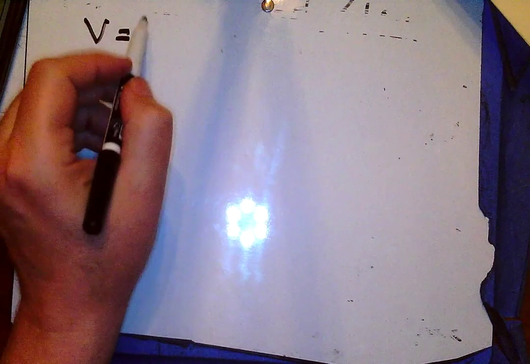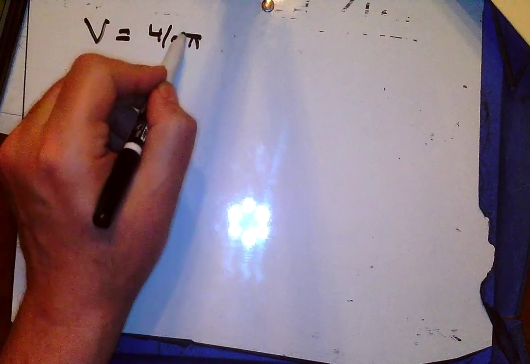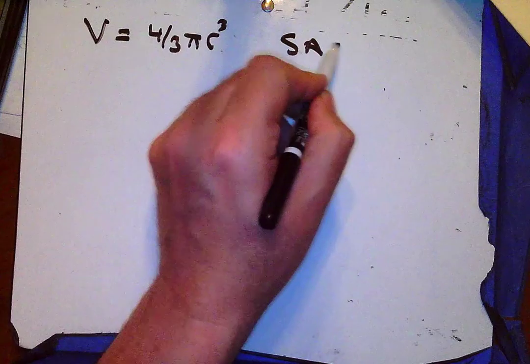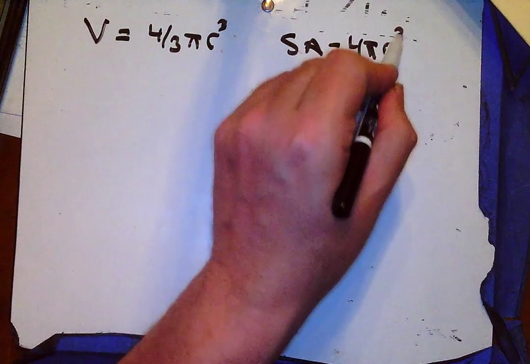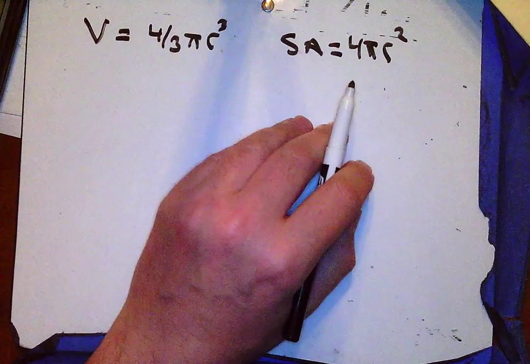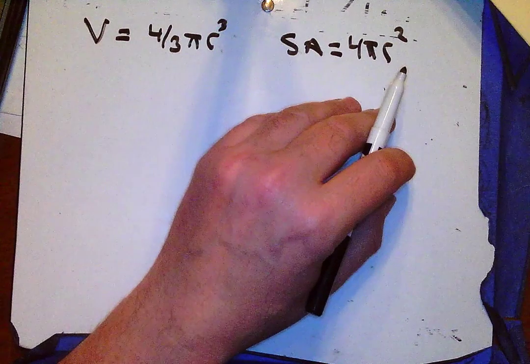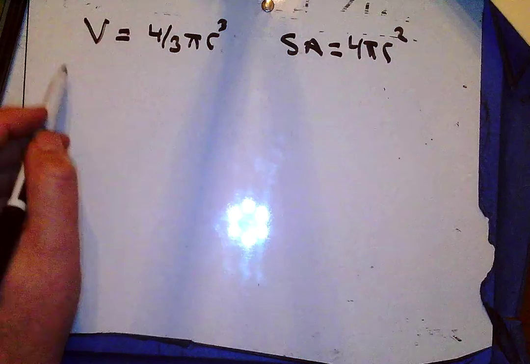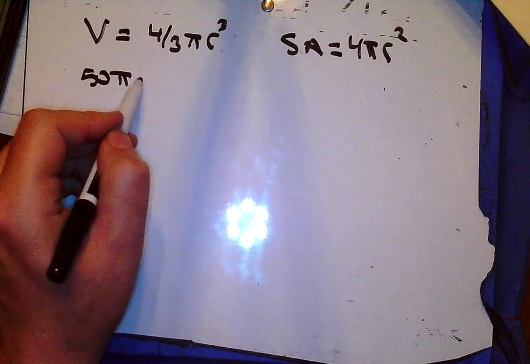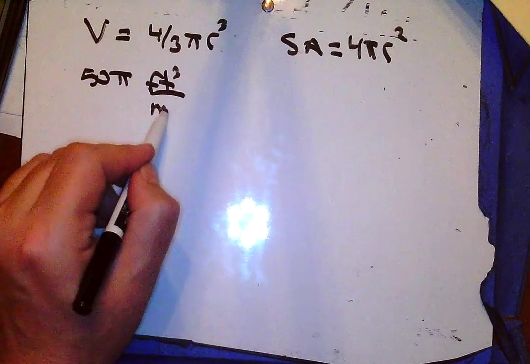Station 8 says a spherical balloon. So we know the volume of a sphere is 4/3 pi r cubed. We also know the surface area is 4 pi r squared. Yes, you're supposed to know those things. It tells us a spherical balloon is being inflated with helium at a rate of 50 pi cubic feet per minute.